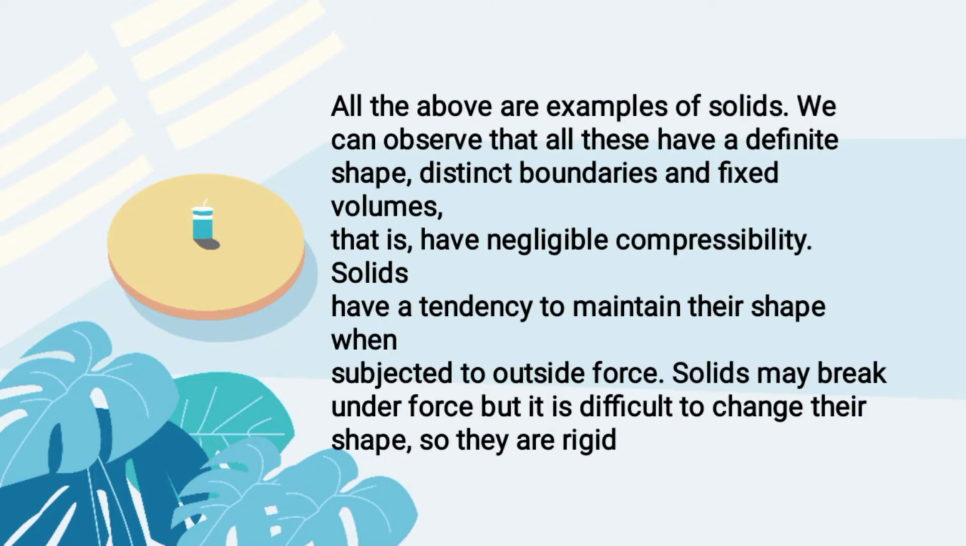All the above are examples of solids. We can observe that all these have a definite shape, distinct boundaries and fixed volume, that is, they have negligible compressibility. So here you can't compress these solid materials. They have a definite shape, distinct boundaries and a fixed volume, and they are negligibly compressible.